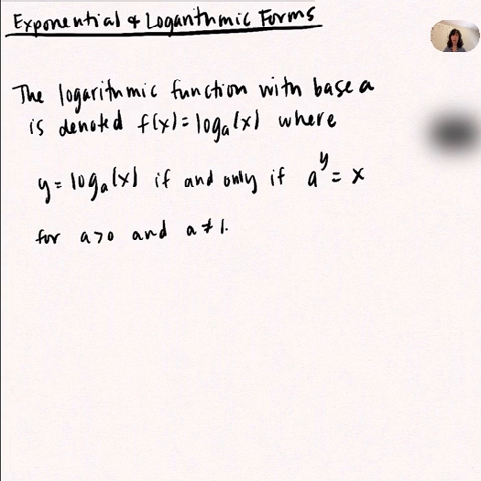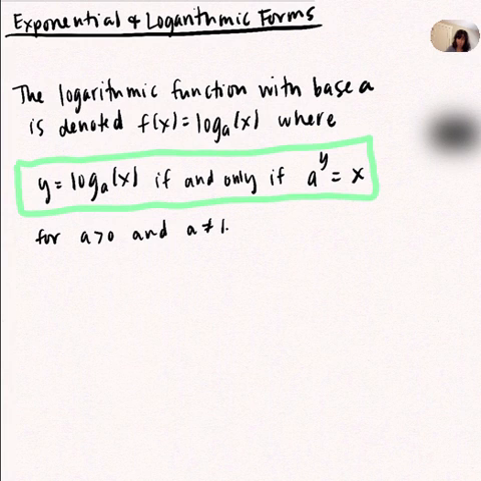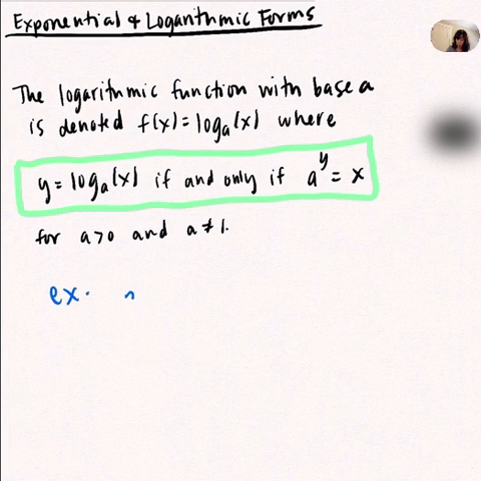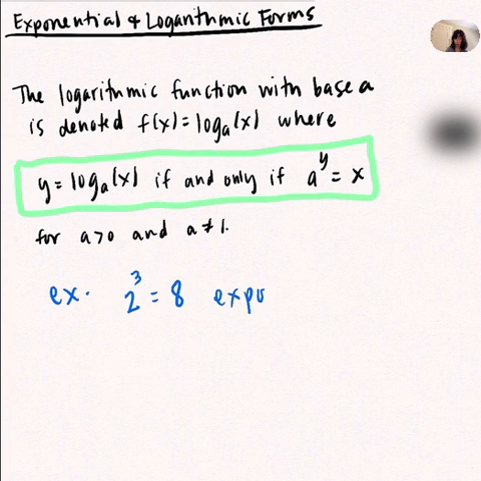Exponential and logarithmic forms. So recall, we have the definition of a log function. It is as follows. y equals log base a of x if and only if a to the y equals x. So what do I mean by that? We know that 2 to the 3 is 2 times 2 is 4 times 2 is 8. We call this exponential form.